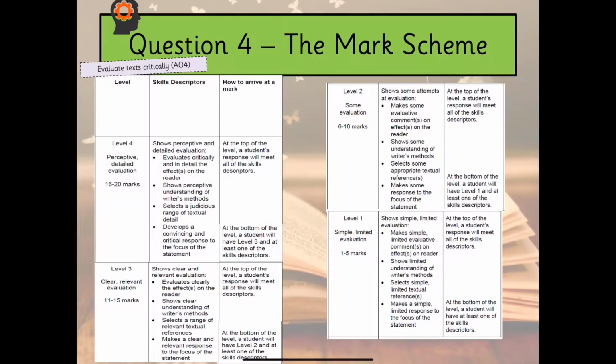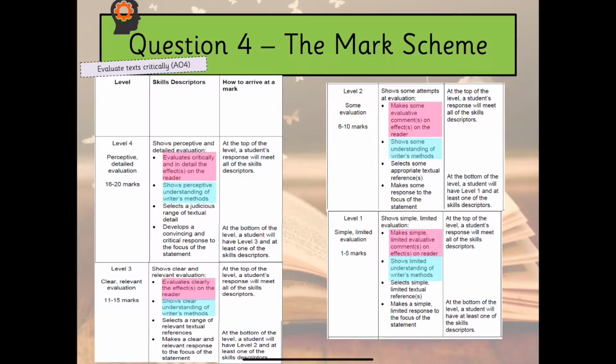So once again, what I've done with the mark scheme is I've colour-coded the different sub-skills, but this time for AO4. You'll notice that for AO4, there are more sub-skills, but you'll see that there's actually quite a lot of similarity with AO2. So the first thing we're going to look at, I'm still using the same colour because it's essentially the same skill, and that is the evaluative comment on the effect on the reader. So we're still looking at the effect, how the writer's language and structural choices make the reader feel. We're still looking at that same key skill.